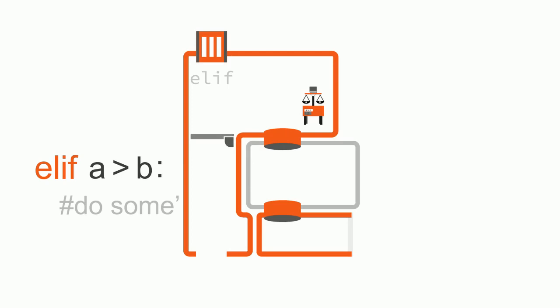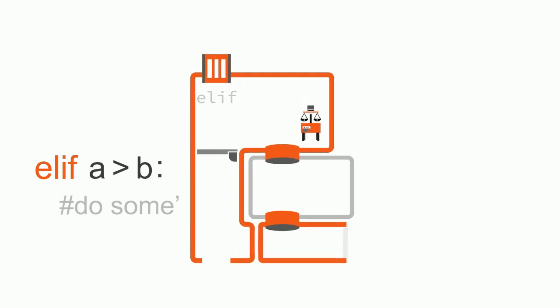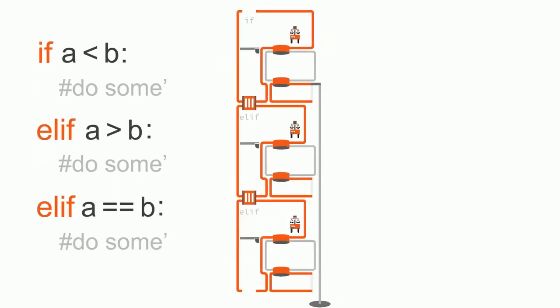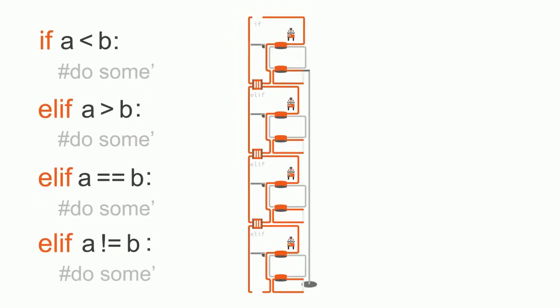Elif is Python's way of saying, if the previous condition were not true, then try this condition. That's why it's always attached to an if block. As long as you have the first if block, you can put as many Elif blocks as you want. It only depends on the number of conditions you want to test.